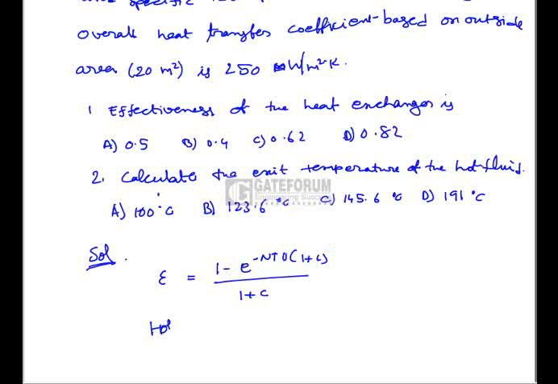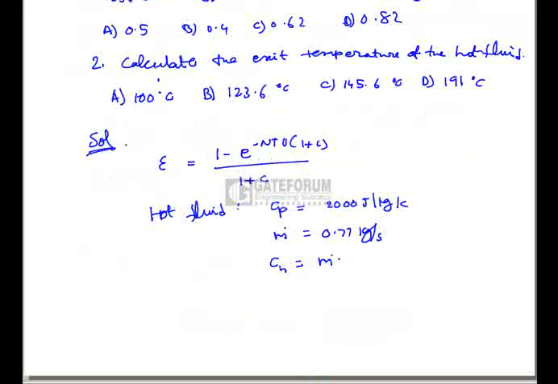First consider hot fluid. So the hot fluid specific heat is given by 2000 joule per kg Kelvin, and mass flow rate of the hot fluid is given by 2.77 kg per second, and the total heat capacity of the hot fluid is equal to the product of mass flow rate into specific heat of the hot fluid, that gives 2.77 into 2000, which gives a value of 5540. So this is the heat capacity of hot fluid.